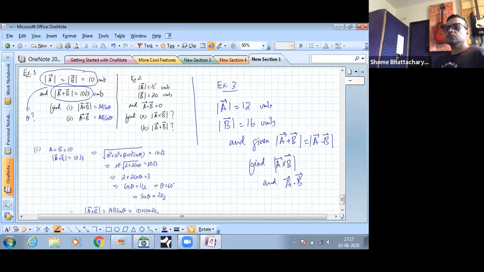Okay, so now I'm working out the second question for those of you who have not yet got it. So 15 and 20 and A dot B is 0. Okay, so that part.